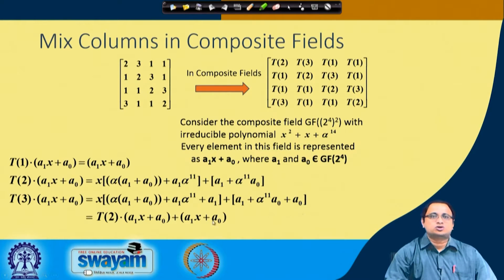Finally, you can also note that when you are calculating T3, you need not again multiply with T3, but rather you do a T2 into this plus the original value. Like what we did for the original mixed column operation, instead of multiplying 3 into x, we did 2 into x and then added x. So, you can apply the same approach even in the composite fields.